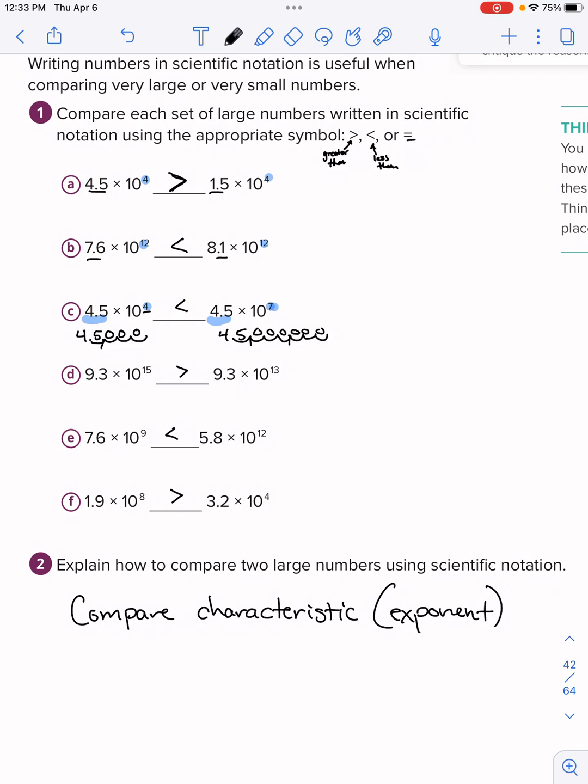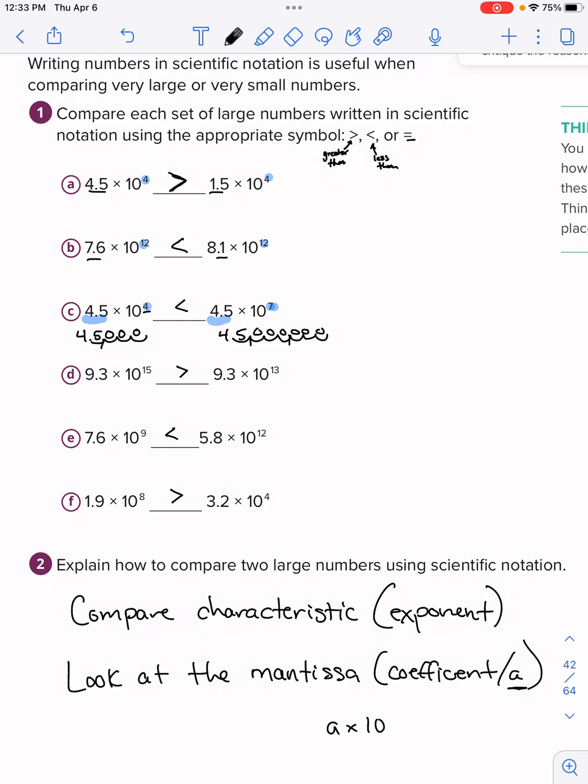When the characteristics are the same though, then we look at the, I've been calling it the A number, but it's the mantissa. So that is really the coefficient. So I'm going to put that is the A number, in terms of A times 10 to the B power, where the exponent is B and the mantissa is A. So we go in that order. The greater the mantissa, the greater the number. All right, great.